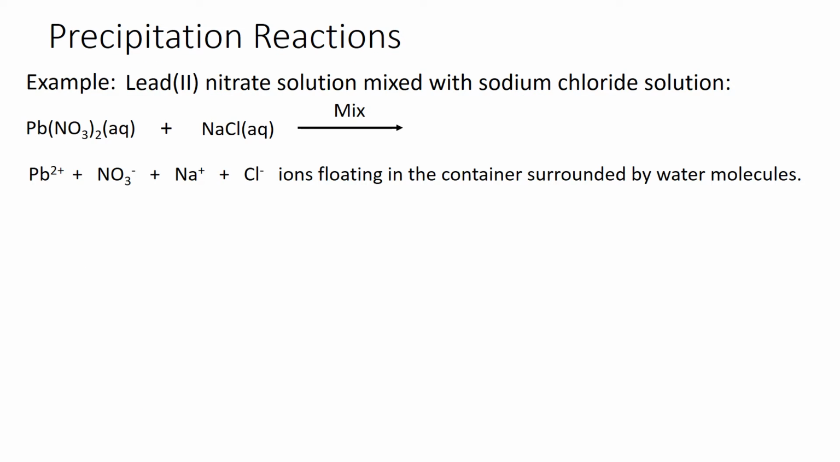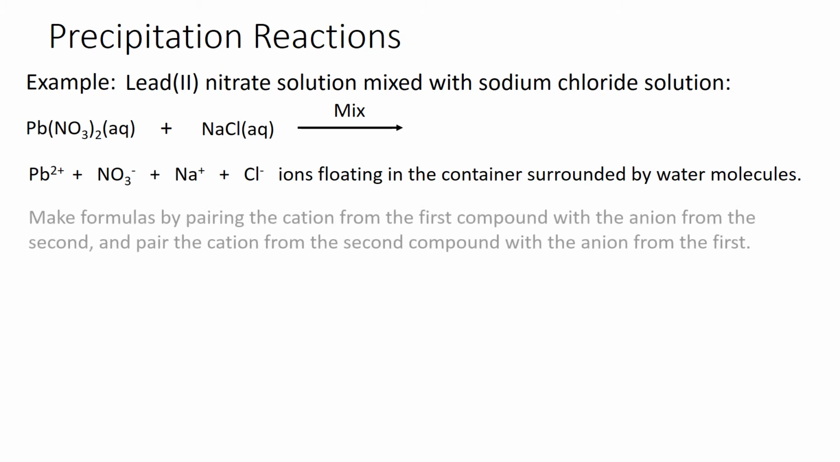So that picture that we saw of these ions floating around surrounded by water molecules, they will come into contact with each other. So what we want to do is to look at the other combinations of cation and anion. We started out with lead with nitrate, and we started out with sodium with chloride. Let's switch the partners and see what happens.